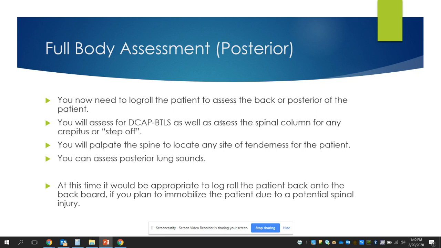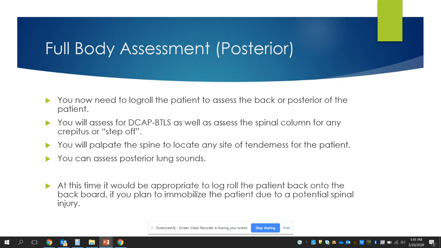Now we're going to log roll the patient over onto their side, and so now we're going to take this opportunity to look at the back of the patient, and we're going to palpate down the spinal column. So not only are we looking for DCAP-BTLS, but we're going to be palpating down each vertebra of the spine to feel and see if there's any step off, if anything's sticking out where it shouldn't be, if there's pain with palpation, and we can also listen to lung sounds on the back as well.